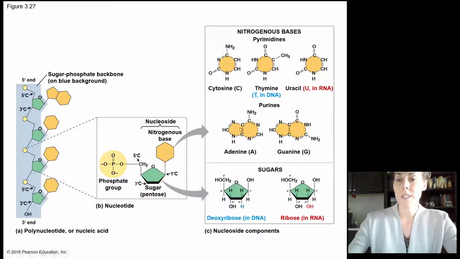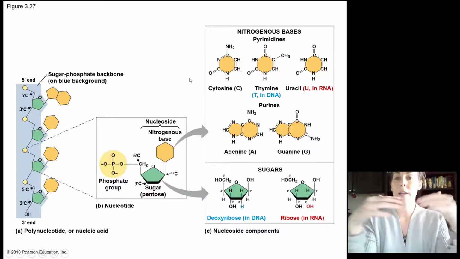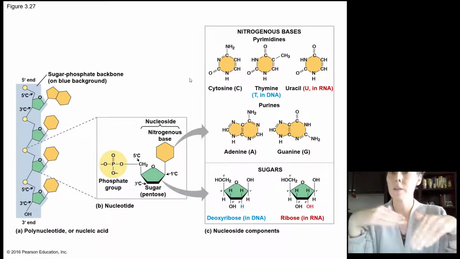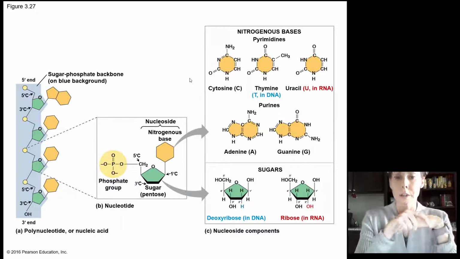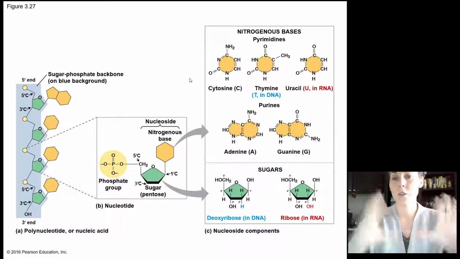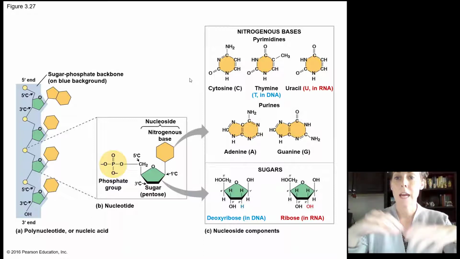Now, what's interesting is that they will link with one another. A purine can only link with a pyrimidine. A pyrimidine can only link with a purine. They cannot link pyrimidine to pyrimidine and purine to purine. And the way that they go is adenine has to link with thymine and cytosine has to link with guanine. The 2 curved ones have to link together. The A and T have to link together.